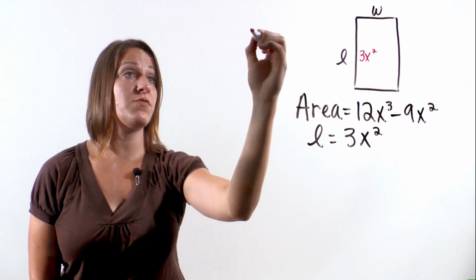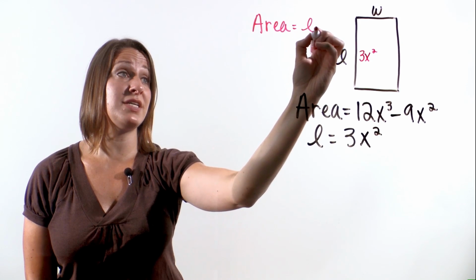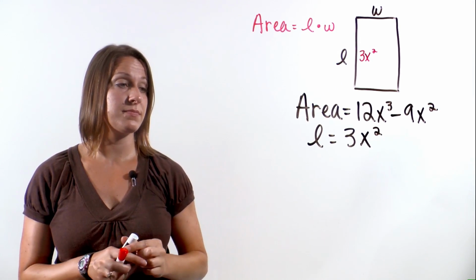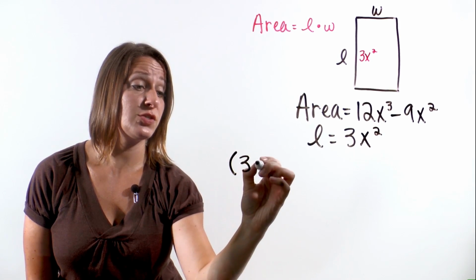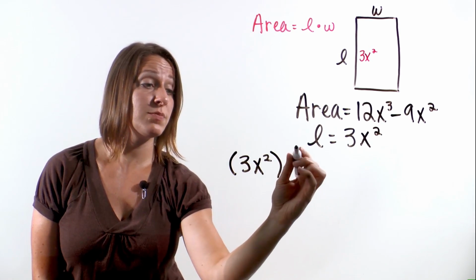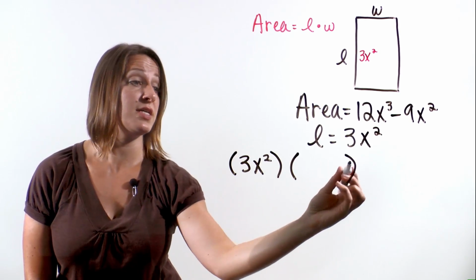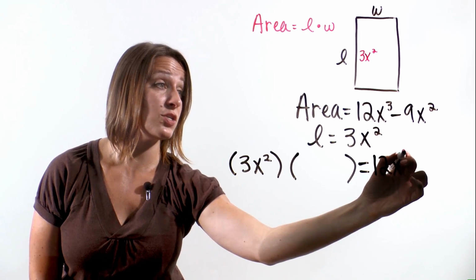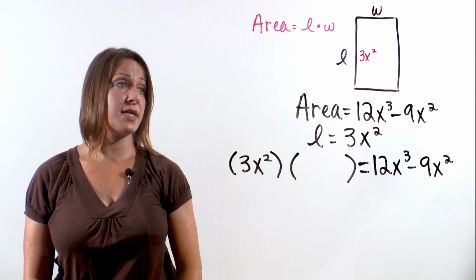So we're going to use the same formula, area equals the multiplication problem, length times width, to solve this problem. We're given the length, which is 3x squared. We're going to multiply it by our width, which we don't know what that is right now. It's going to equal our total area of 12x cubed minus 9x squared.